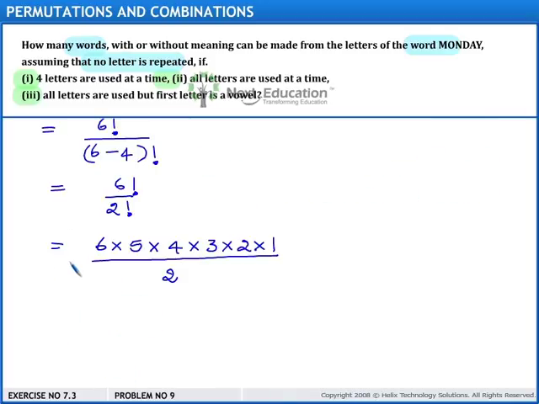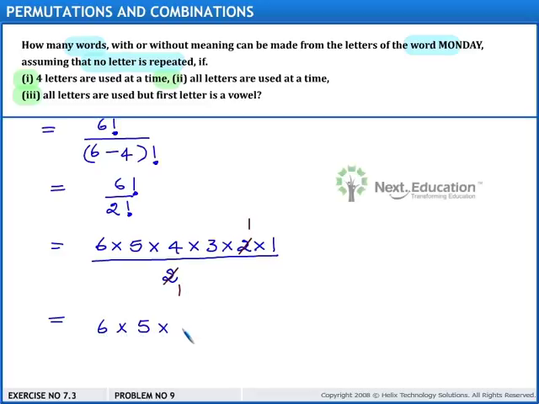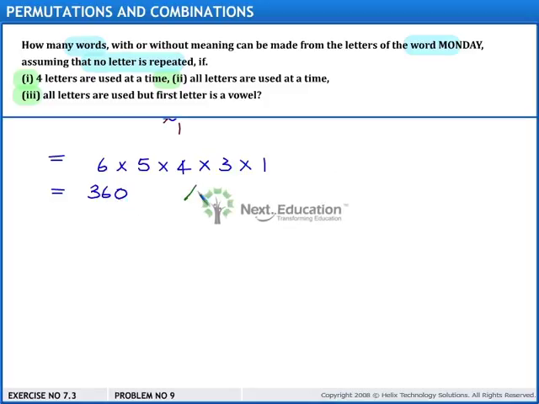This 6 factorial can be written as 6 into 5 into 4 into 3 into 2 into 1, upon this 2 factorial, which is 2 itself. Now we can cancel out this 2 here. So what we are left with? We are left with 6 into 5 into 4 into 3 into 1. So this gives us 360. So this completes the first part.